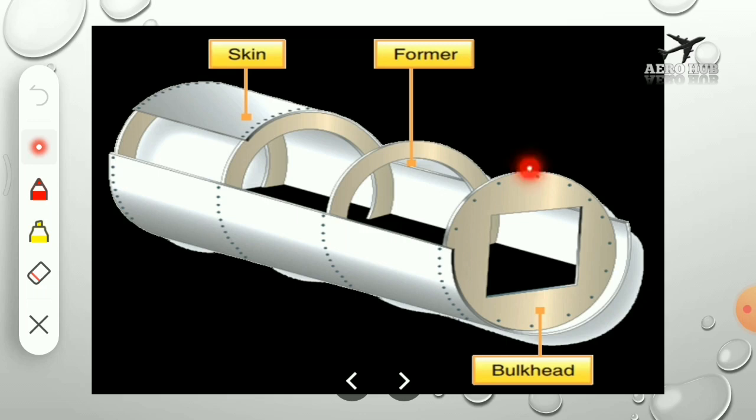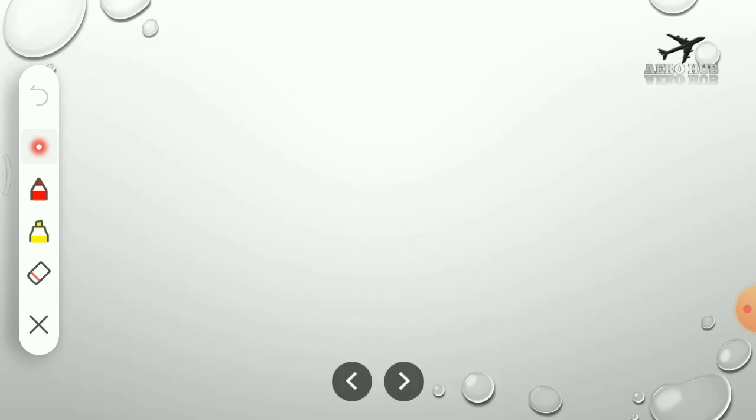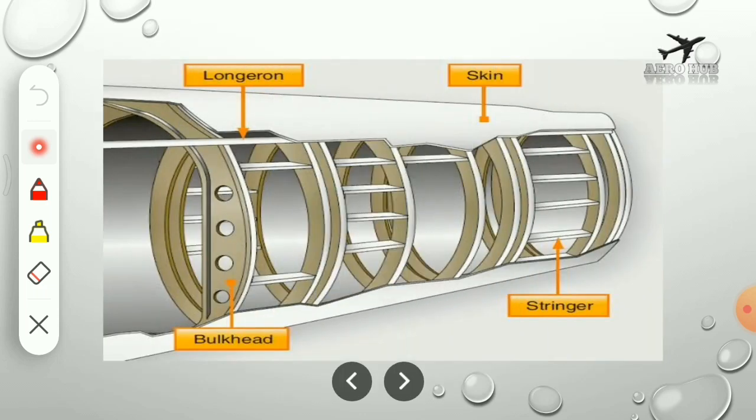And there is something called a bulkhead. Bulkheads are nothing but closed disc shaped structures that are mainly used to divide the compartments, like dividing the sections of an aircraft. A bulkhead can also be a curved disc shaped structure that is used at the nose part of the fuselage. If you consider a semi-monocoque structure, we have something called a longeron that is similar to the stringers of an aircraft wing. The longerons will be providing the buckling strength.